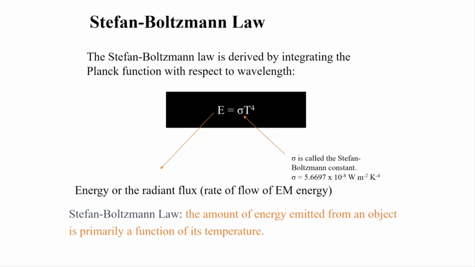If you remove the proportionality, there will be a proportionality constant. Sigma is the proportionality constant, known as the Stefan-Boltzmann constant, and this is a fixed value. So energy equals sigma multiplied by T to the power 4. When you have the information of the dominant wavelength, you can calculate the dominant temperature. When you have the information of dominant temperature, you can find out the total energy also in the particular wavelength range.